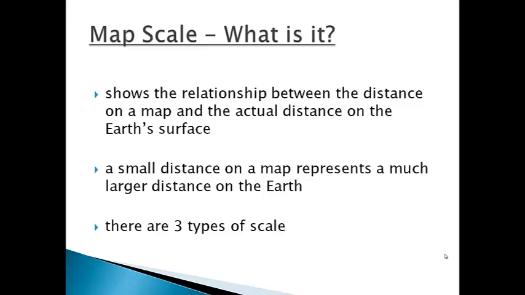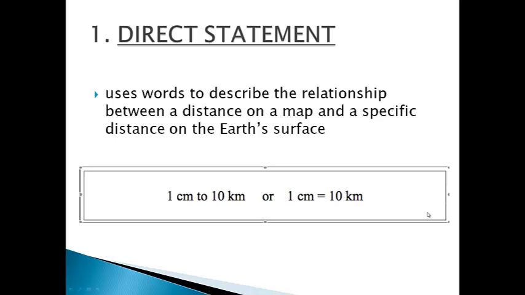Map scales show the relationship between the distance on a map and the actual distance on the Earth's surface. So when we're looking at maps, we know that they're showing us a condensed version of a particular area. So these tend to be much smaller distances on the maps that represent a much larger distance of the Earth. Right? Right. So there are three general types of scales that we will consider.